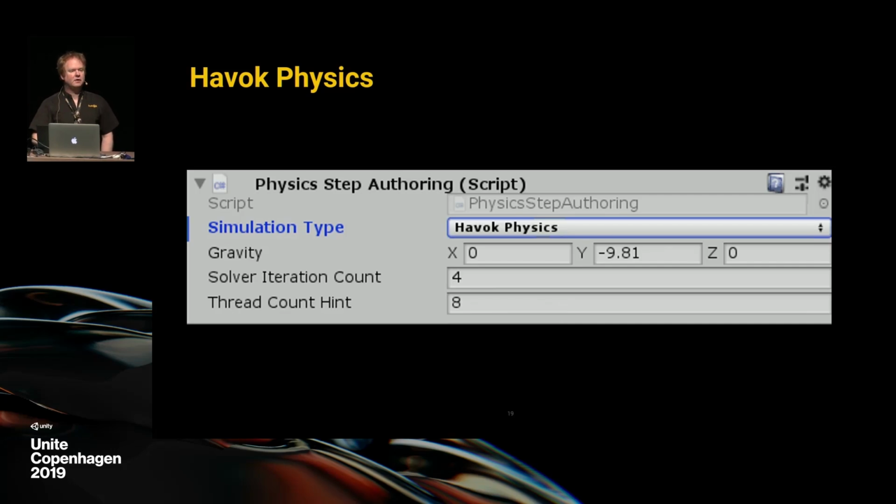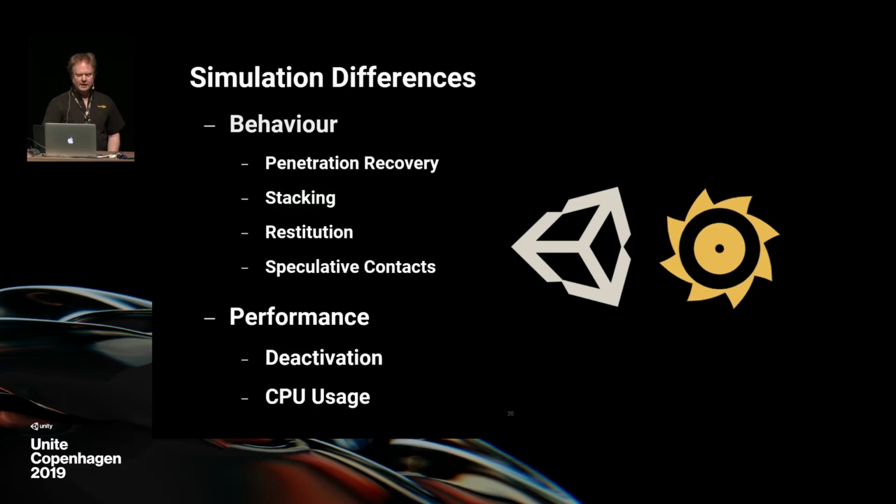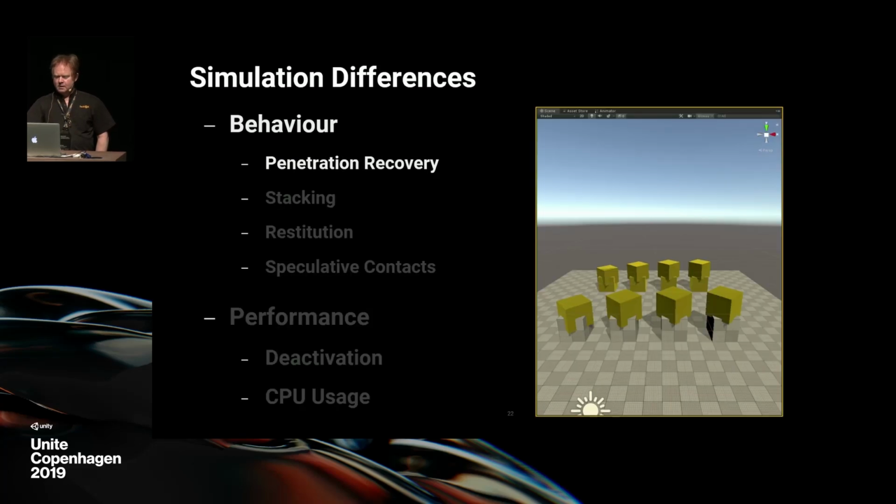Now, that's not to say there's not going to be some differences between Unity and Havok, so let's look at those. They fall under two main categories, performance and behavior. And let's look at the individual pieces in each of those two main areas. The first one is penetration recovery.